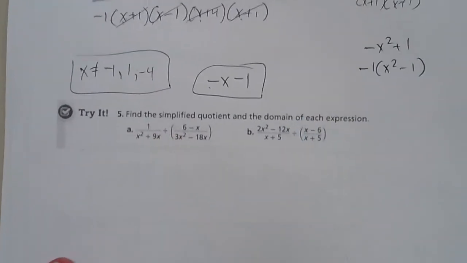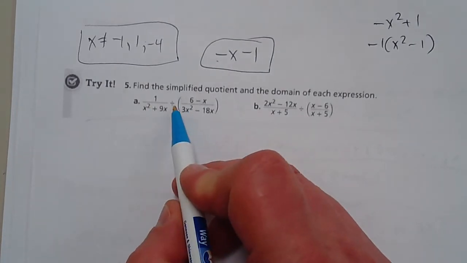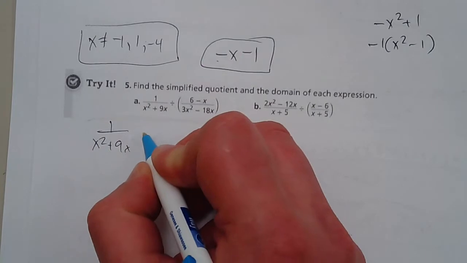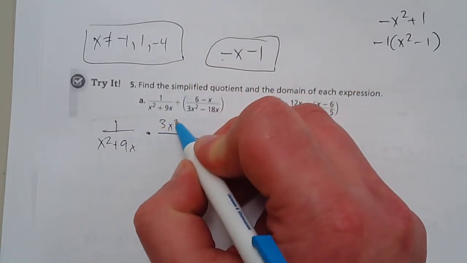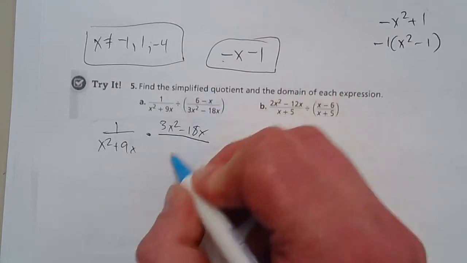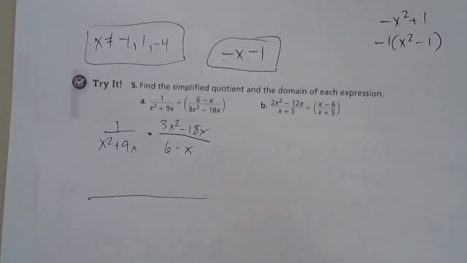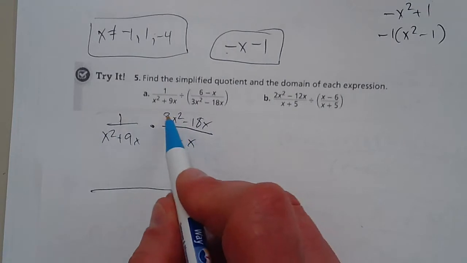Let's do A together, and then I'll have you guys try B out. So A, turn it into a multiplication problem right away. So I have my x squared plus 9x, changing it to multiplication by inverting. So this is going to be 3x squared minus 18x and 6 minus x. All right, so we get to factoring now. We're going to write this as a single big fraction. 1 is just 1. We don't really even need to write it down.